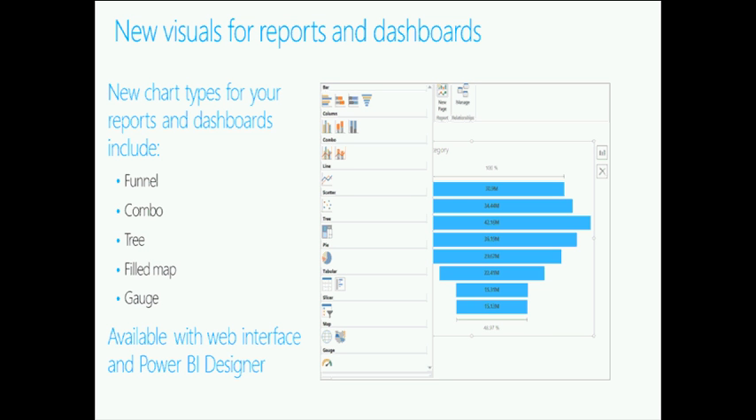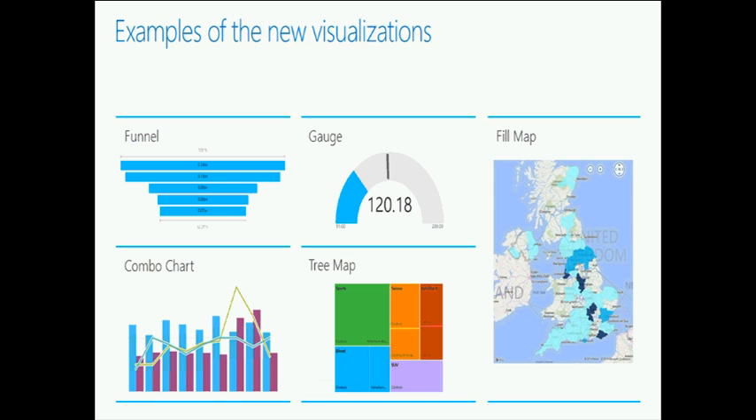And then along with the new Power BI features comes some new visualizations and new options. So instead of the normal bar and pie chart and stuff, we now have funnels and combos and trees and gauges, fill maps, and a bunch of other options that just extend the capability to visualize your data in the system. And here's just a couple examples of some of the fill maps or the gauges that you can put into your Power BI charts.